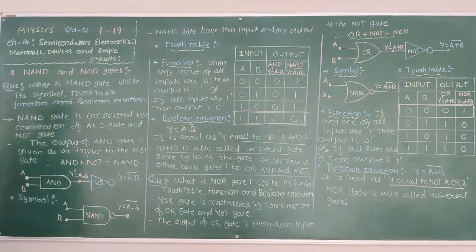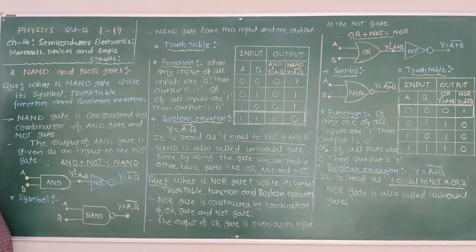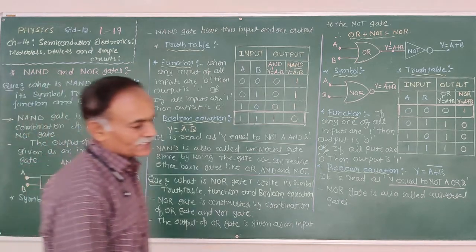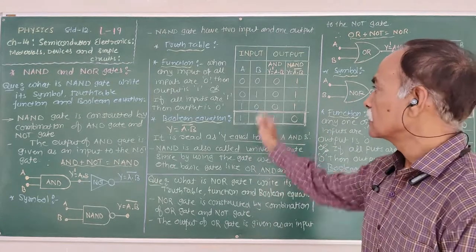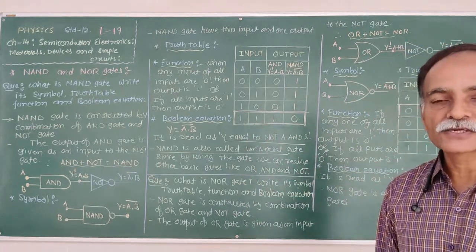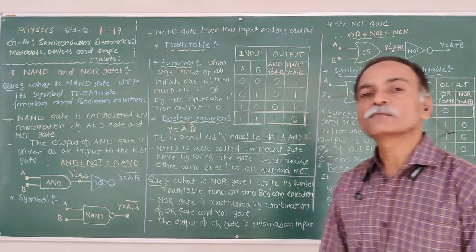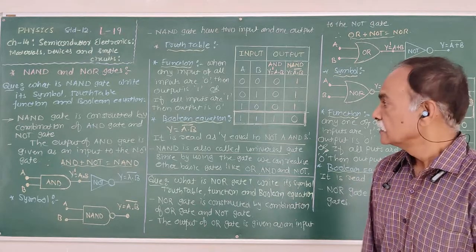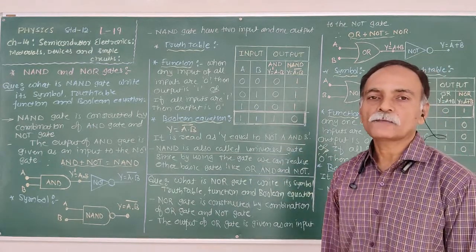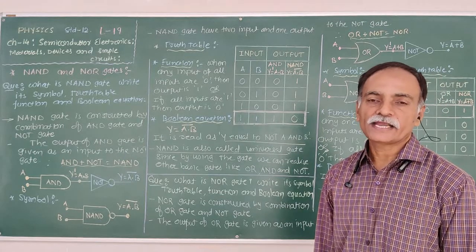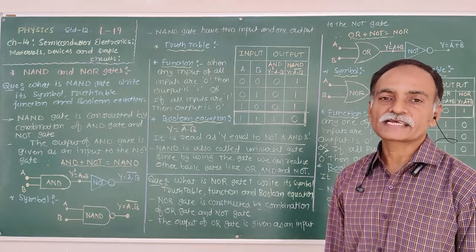Clear? So after the discussion of this, we start the numerical on the basis of the logic gates. Keep in mind that generally in objective type questions, different combinations of logic gates are given. We have to prepare the truth table or write down the Boolean equation for that. For that purpose, it is necessary to know the function of a particular gate, like the AND gate, OR gate, NAND and NOR gate.